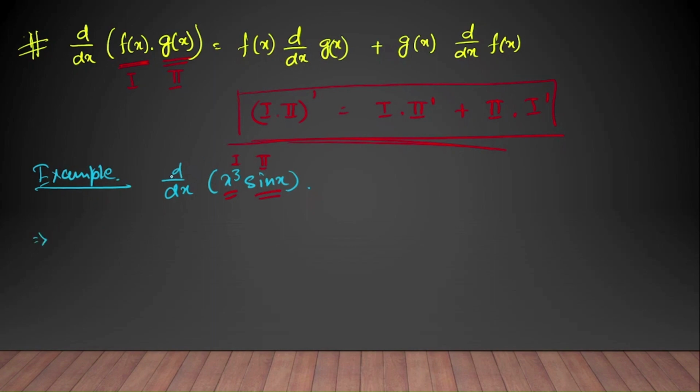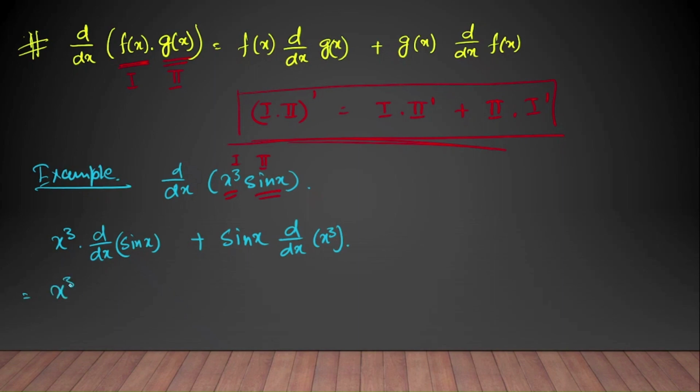You have seen that the derivative will be first into derivative of second plus second into derivative of first. That is first, x^3, into d/dx of sin x, then second, sin x, into d/dx of x^3. Okay, agreed? Yeah, agreed.